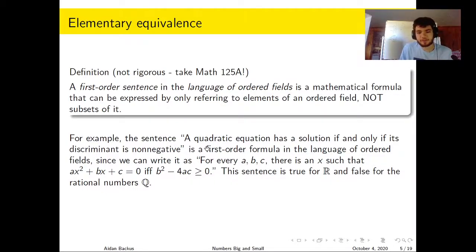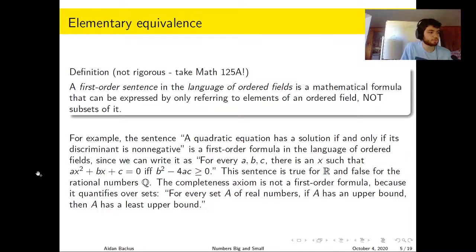And so this sentence is true for the real numbers. I mean, this is another way of stating the quadratic formula, basically. And it is false for the rational numbers, because, for example, x squared minus 2 equals 0 has a positive discriminant, and it does not have a solution in the rationals.